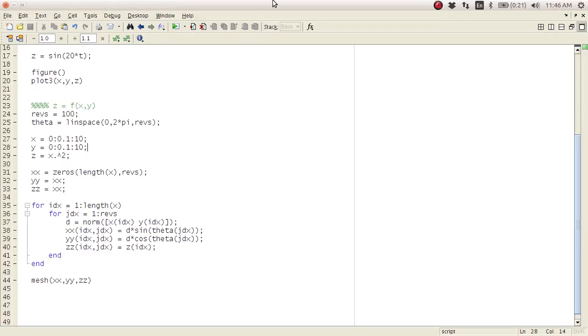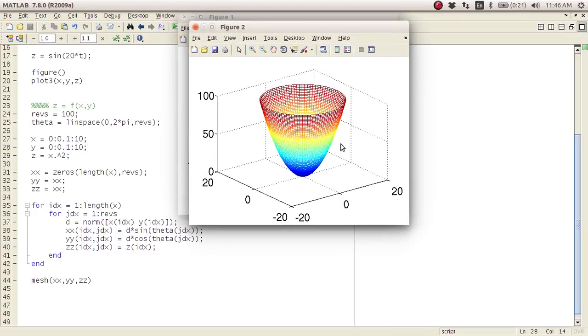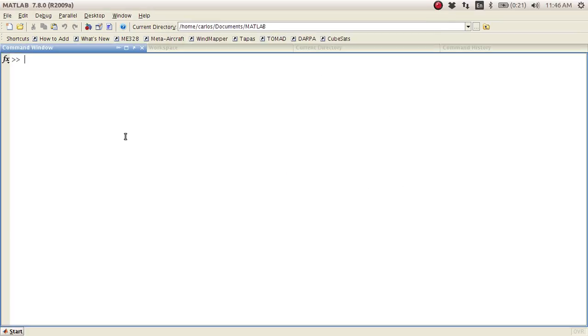Okay, folks, for this screencast, we're going to go over revolve plots. I posted a video on meshing, and I made a bunch of meshes, and then I showed this really sweet bowl here. So I'm just going to open up a new script here, revolveplots.m.